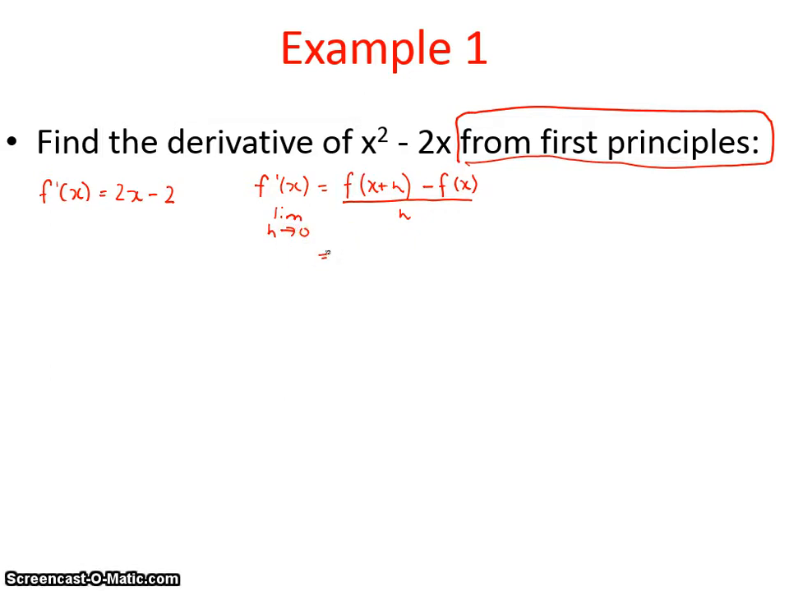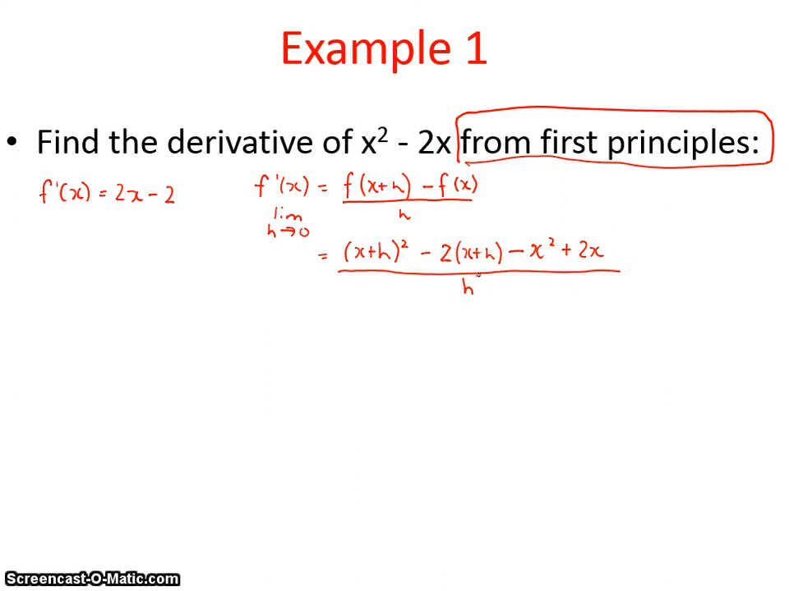So what I'm going to do now is sub x plus h into this function so that it will become x plus h squared minus 2 times x plus h. And then I'm going to subtract from that f of x, and f of x is the original function, x squared minus 2x. So I'm subtracting x squared, and I'm subtracting negative 2x, so it becomes plus 2x. And the whole thing is over h.